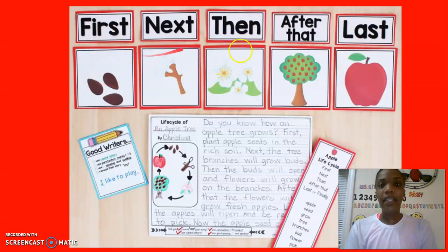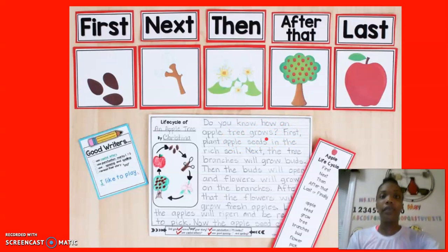So here we have another sequence of, it looks like someone is talking about an apple tree, okay? So first, they have some seeds here. Looks like they have a branch, they have some flowers, they have the tree, right? With the apples. And then lastly, they have a nice juicy red apple that they're probably going to have for a snack, right? So it says here, do you know how an apple tree grows?